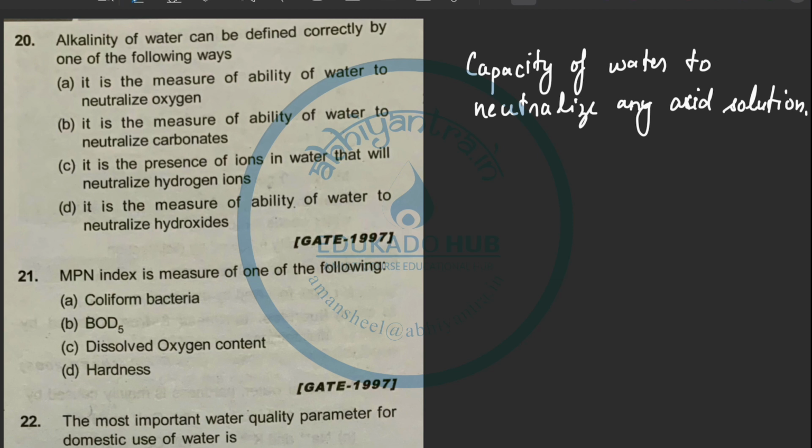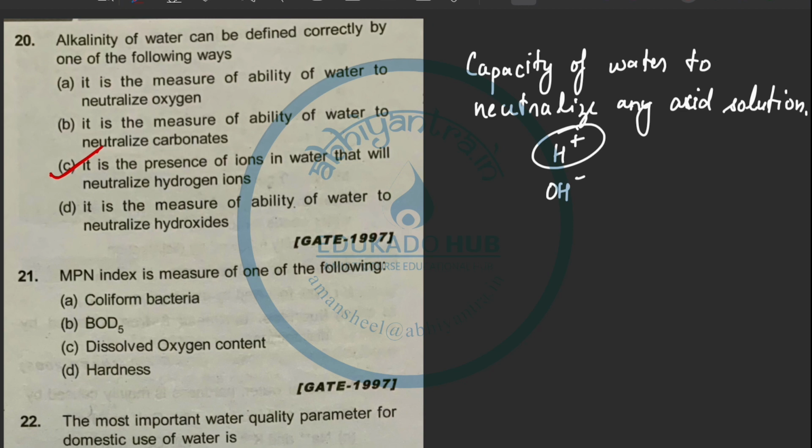Acidic solutions are made up of H plus ions, right? And alkaline solutions are made up of OH minus ions. Because alkalinity is neutralizing the acid ion, that means it is the presence of ions in water that will neutralize hydrogen ion. Option number C is correct.